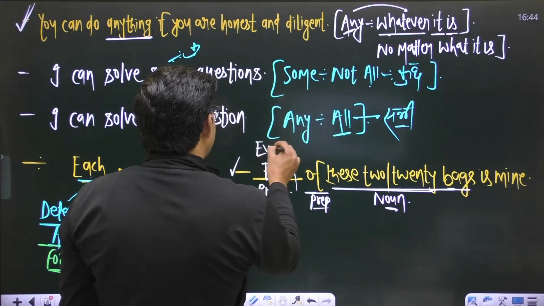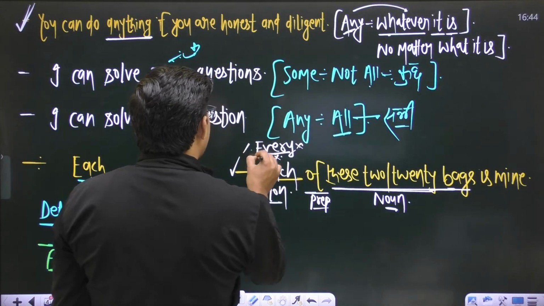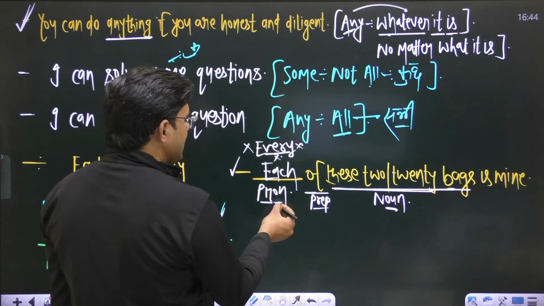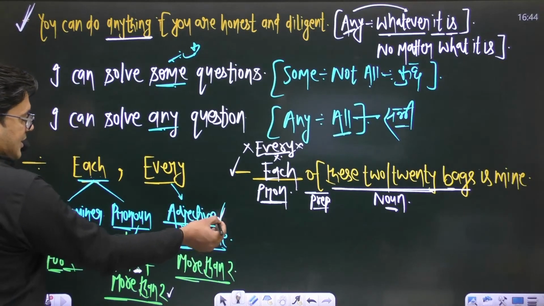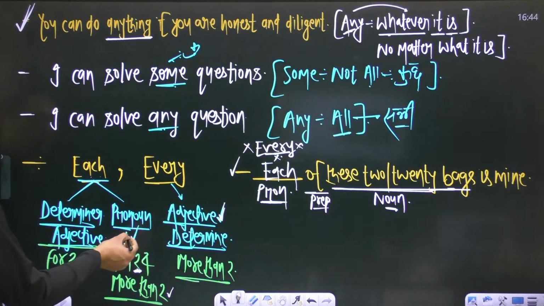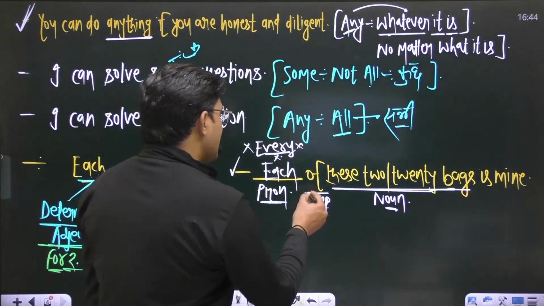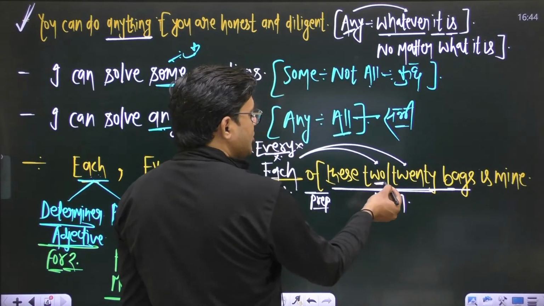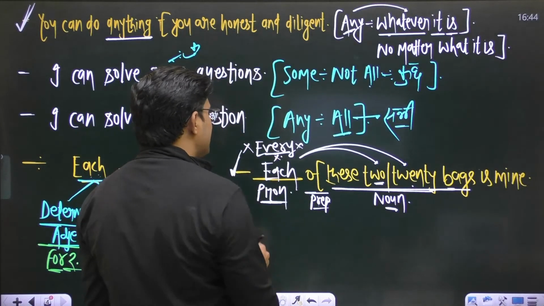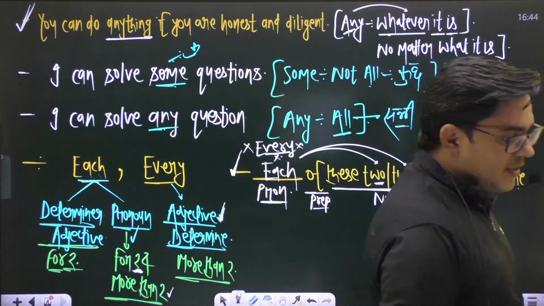Make it sure every can't be used in this sentence. Every will be the wrong answer. Here we need a pronoun, and every is not a pronoun, it is an adjective, a determiner. Pronouns are each and two. Whenever we talk about two or more than two, we use each. Whether you say 2 bags or 20 bags, both are okay. In both conditions, each will be the right answer. Each of these 20 bags is mine. This sentence is okay.